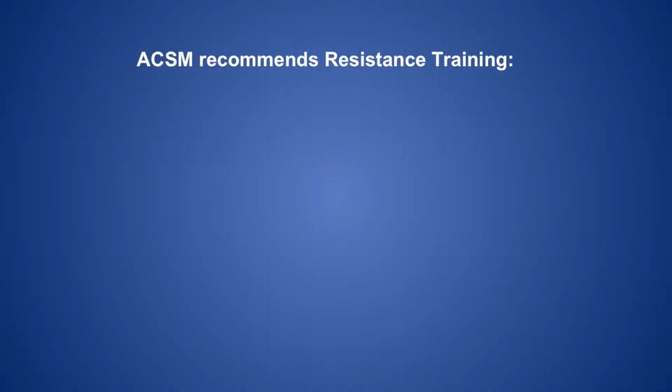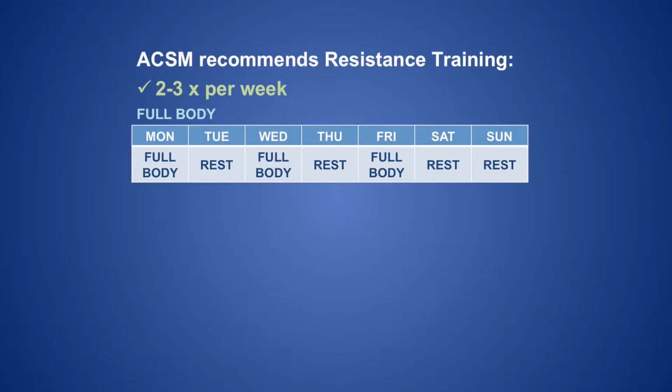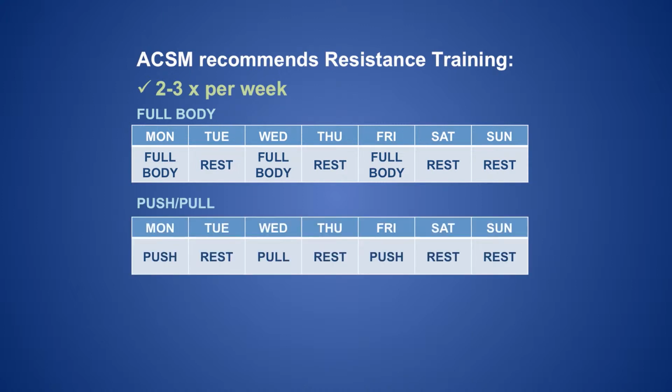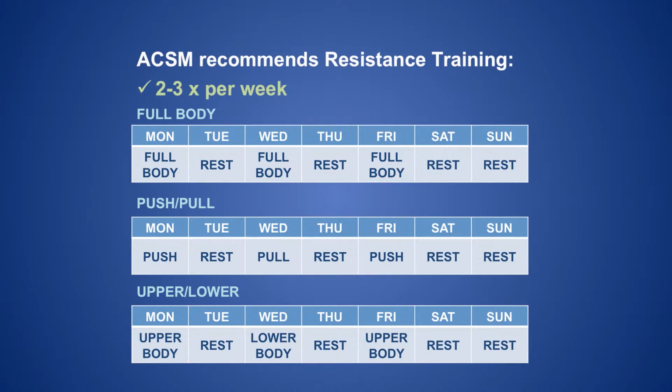The American College of Sports Medicine, or ACSM, recommends resistance training 2 to 3 times per week. There's a number of different ways you can break up your muscle groups. For beginners, I like the full body split. Persons that are more experienced would benefit more from more volume per workout. And I subscribe to push-pull and upper body, lower body splits for this purpose.